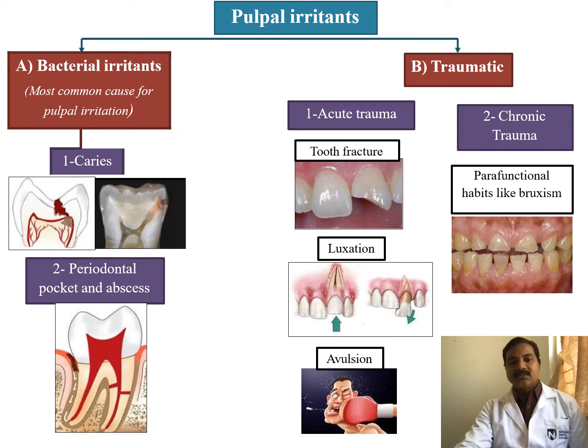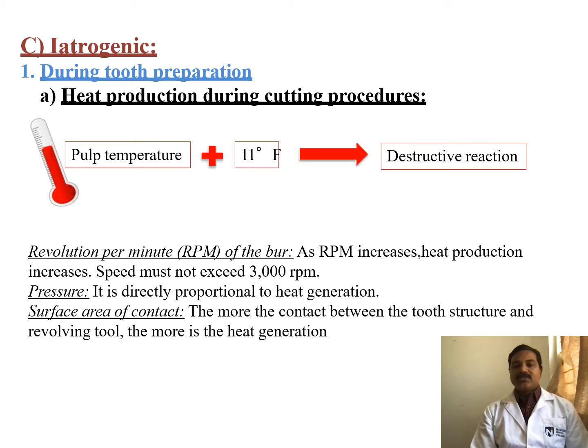And third is trauma. Any form of trauma, direct, like acute trauma, or chronic trauma because of parafunctional habits like bruxism, can lead to trauma to the pulp. At the same time, direct trauma like a road traffic accident can also affect the vascularity of the tooth and can make the tooth non-vital. So this can make the pulp necrotic. And there are also irritants during procedures.